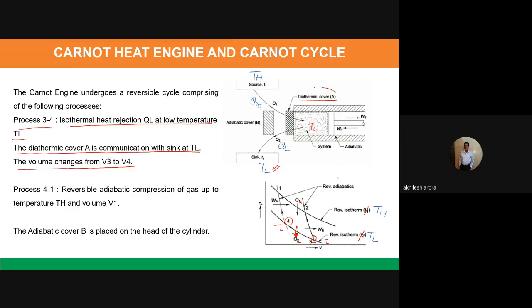This cover is actually removed now at point number 4 here, and this adiabatic cover B is brought in contact with the head. So once the adiabatic cover is there, no heat loss can take place to the surrounding. So automatically the compression of the gas takes place from point number 4 to point number 1, and it completes the cycle also, and the system reaches temperature TH at state point 1. So this is how this cycle is taking place.